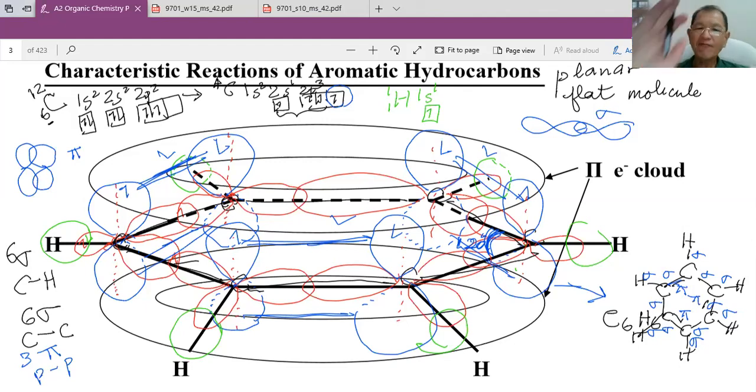Finally, this overlap is not just here because this carbon is quite near, so this also will overlap. This also will overlap. So the p orbitals are going to overlap each other, and the electrons will not only be on this one here, but over here as well, over here as well. That's why they are called delocalized.